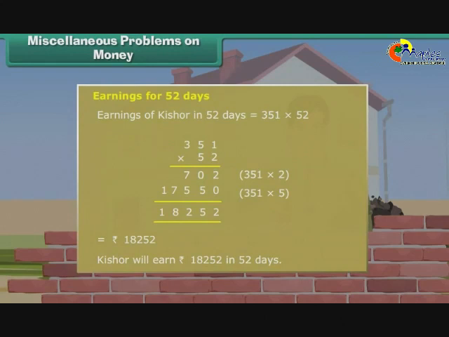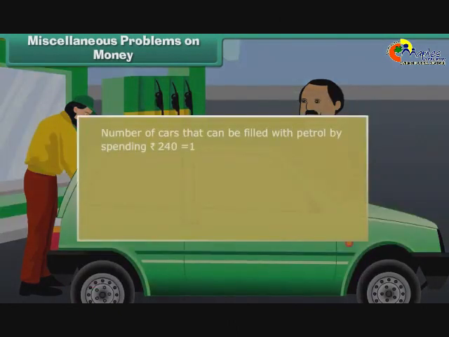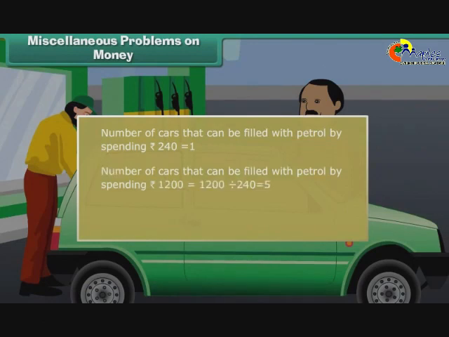18,252 rupees in 52 days. It takes 240 rupees to fill a car with petrol. How many cars can be filled with petrol by spending 1,200 rupees? Number of cars that can be filled with petrol by spending 240 rupees is equal to 1. Number of cars that can be filled with petrol spending 1,200 rupees is equal to 1,200 divided by 240, that is 5. 5 cars can be filled with petrol by spending 1,200 rupees.